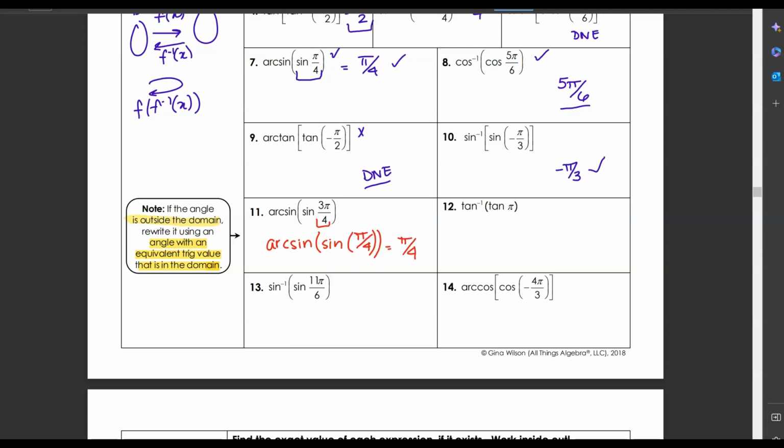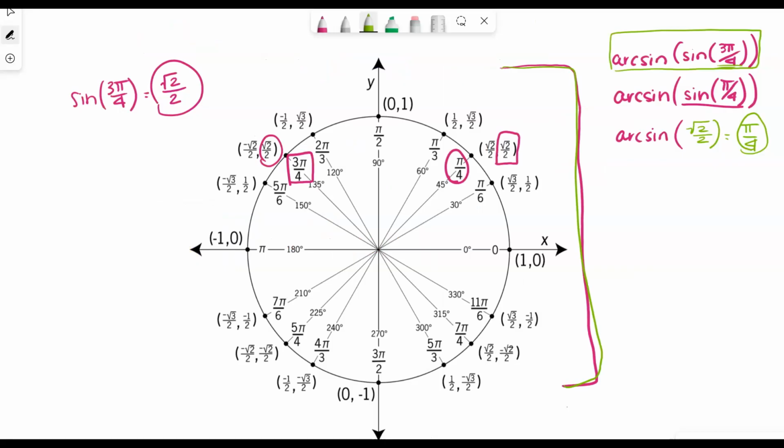So tan inverse of tan of pi. Tan of pi is not within that domain, right? We're going from negative pi over 2 to positive pi over 2. So we want to come back over here to our unit circle. When I think of tan inverse of tan of pi, tan of pi is going to be looking over here. Remember, tan of pi is going to be looking at our y value over our x value. So our y value here is 0 over our x value is negative 1.